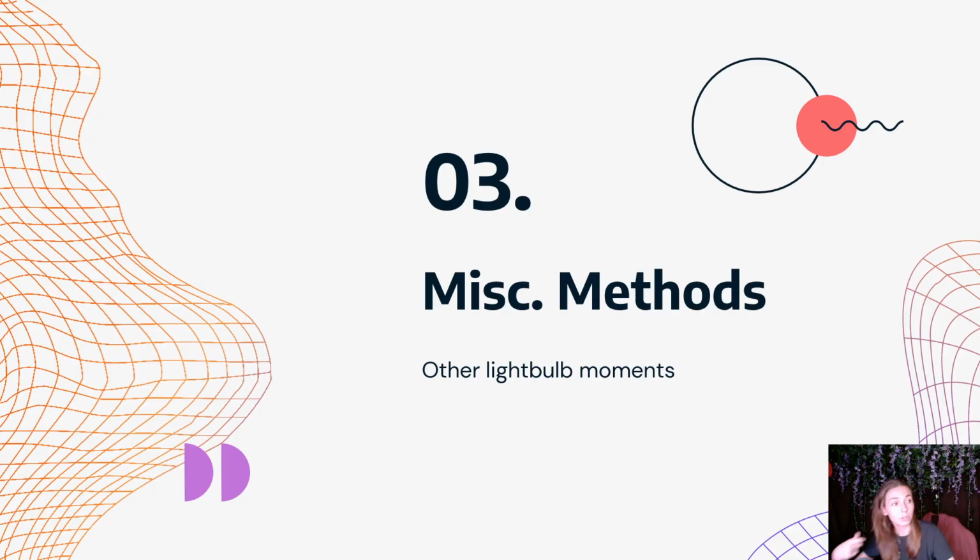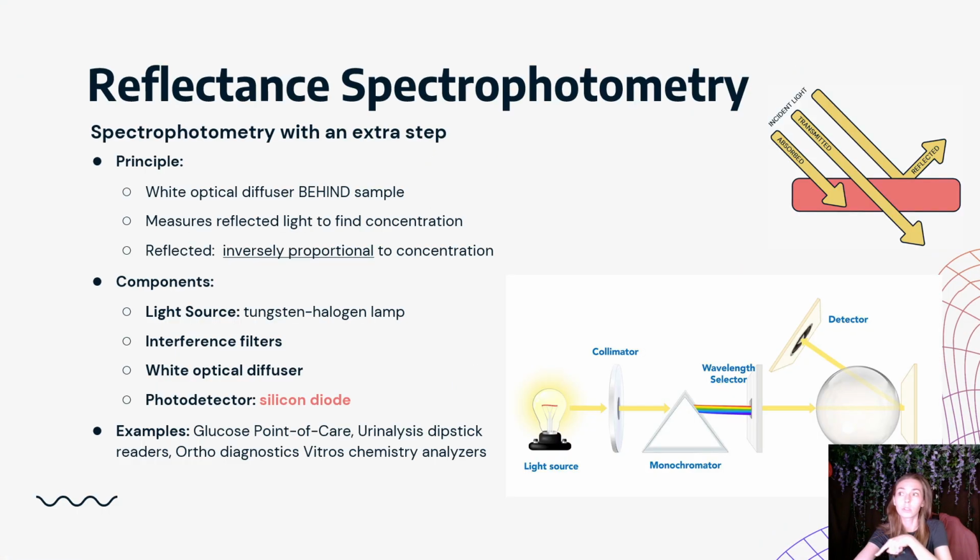All right, now that we have survived spectrophotometry, let's go through a couple of other miscellaneous methods that we can use when we are doing this kind of stuff in lab. So other than regular spectrophotometry, we also have something called reflectance spectrophotometry. Reflectance spectrophotometry is spectrophotometry with an extra step, okay?